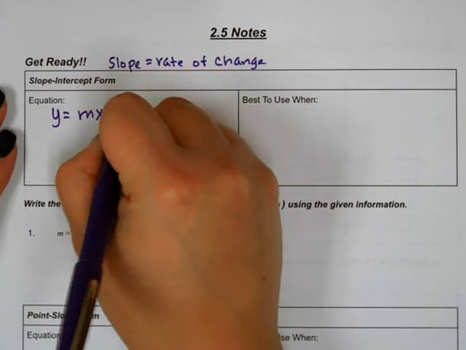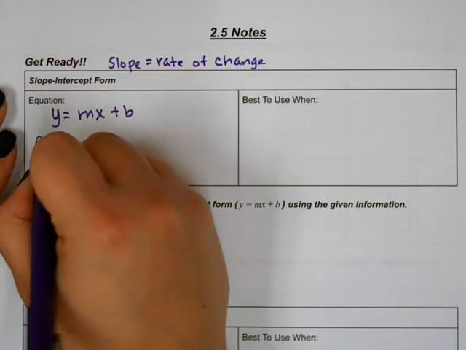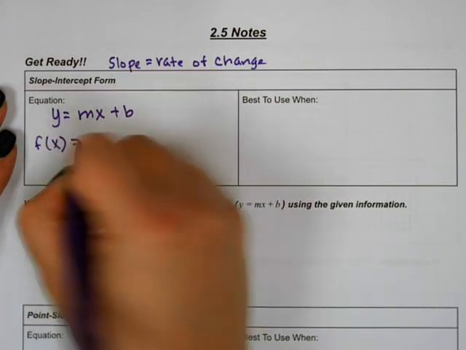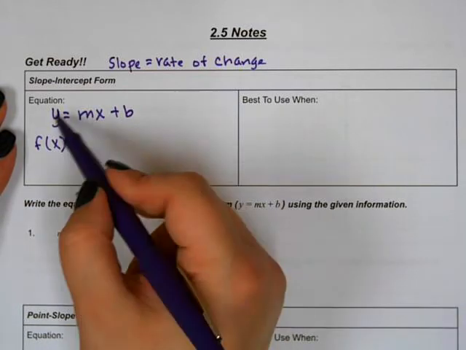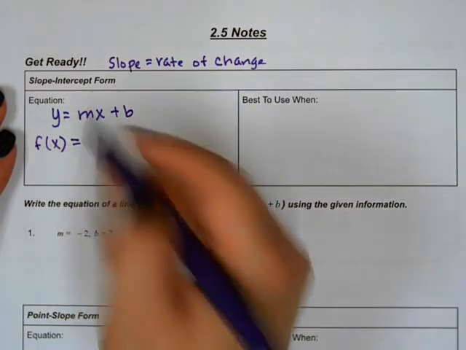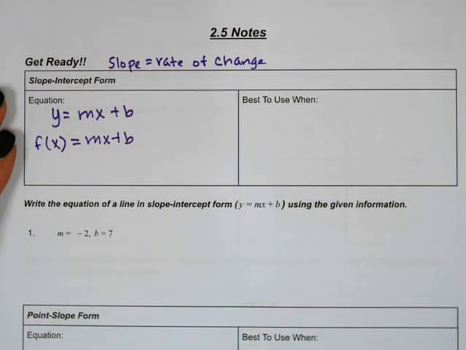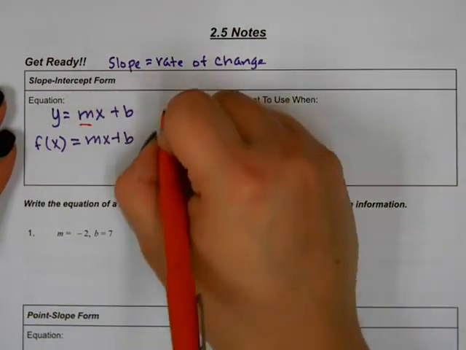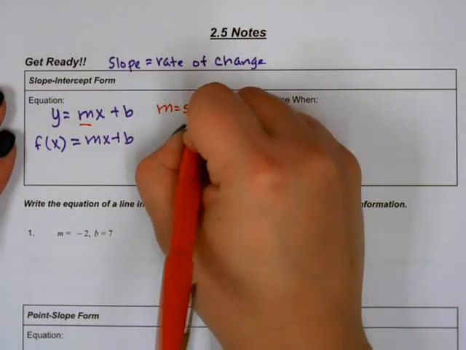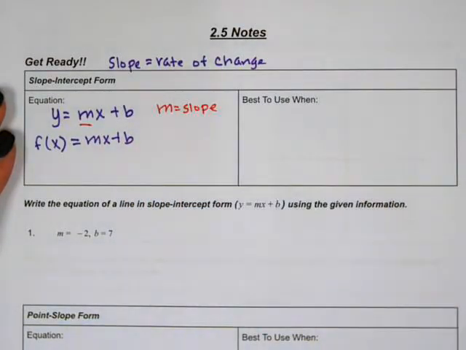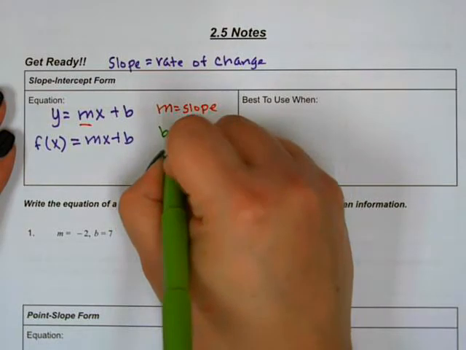plus b. Now to keep it a little bit more in line with what we're doing, I am going to write it using function notation. So instead of y, I'm going to write it as f of x equals mx plus b. And all I want to point out to you is that m is our slope, or the pattern, the rate of change, and that b is our y-intercept.